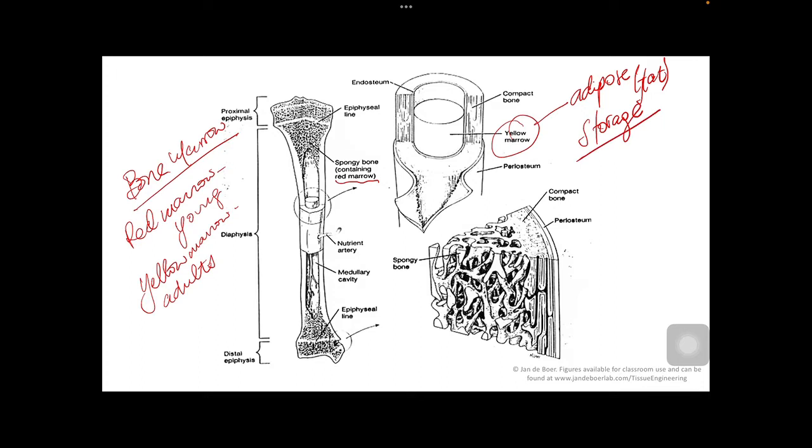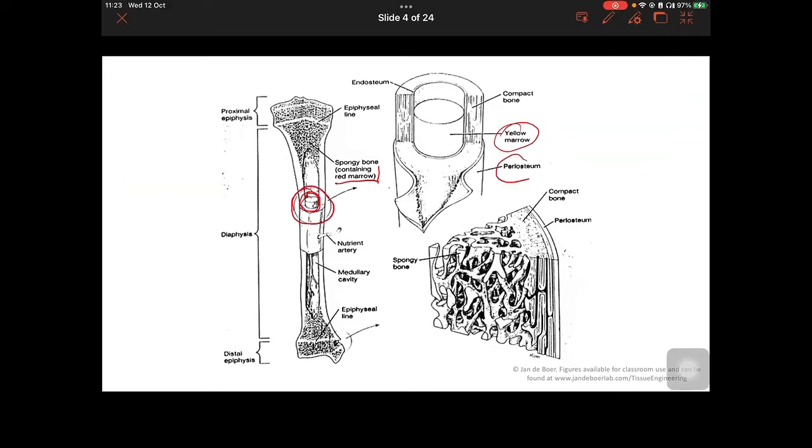And this is used for energy production. This is the periosteum that I discussed, which is the soft tissue layer that covers the bone. The long section of bone is called the diaphysis.